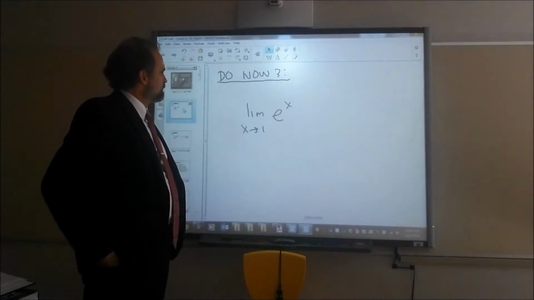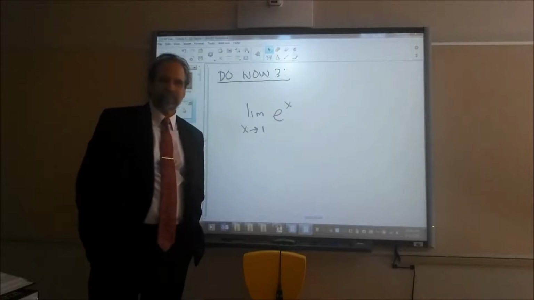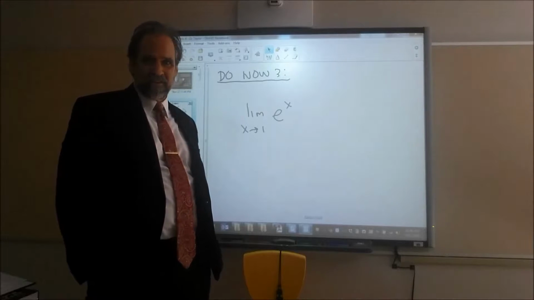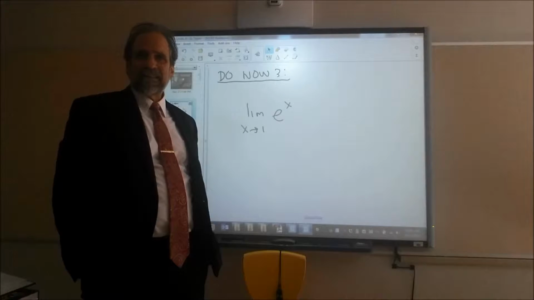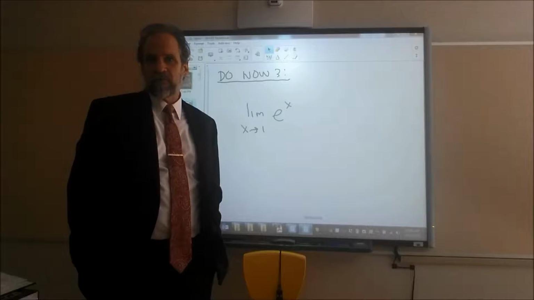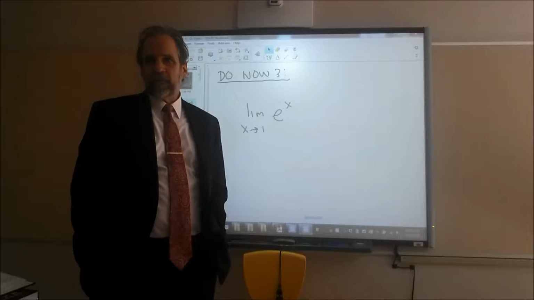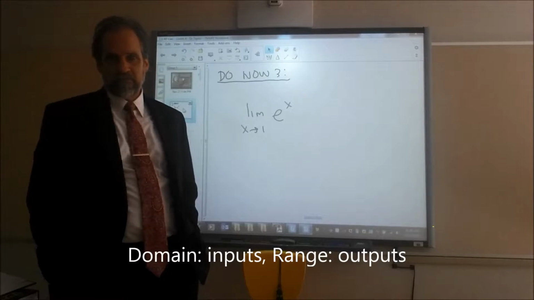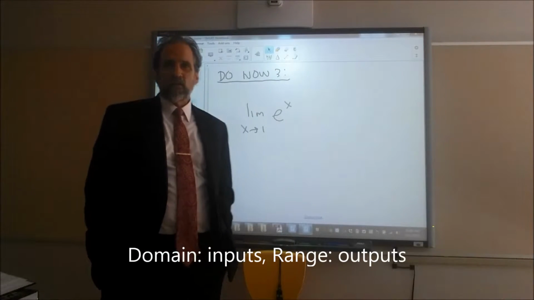So let's take a look at a function, the limit of e to the x. First of all, we have to know what e to the x looks like. Is it a continuous function? It is a continuous function as you look at it across the domain of all real numbers. It has a range limitation, more than a domain limitation, but we'll look at this.